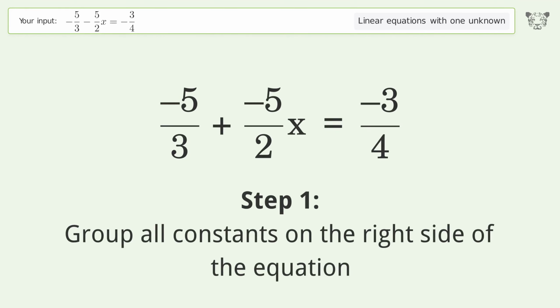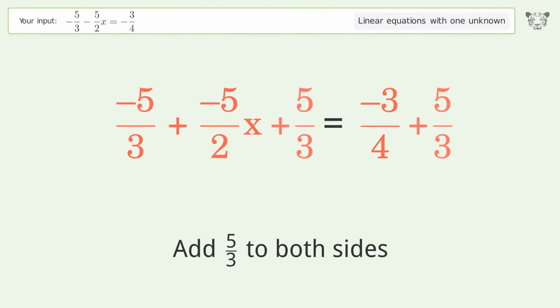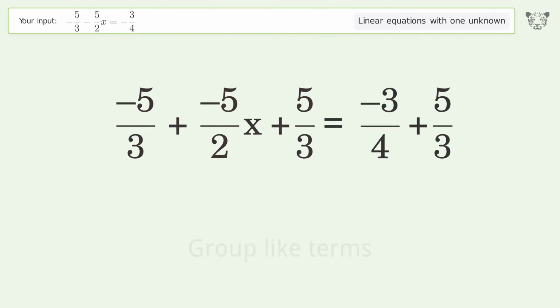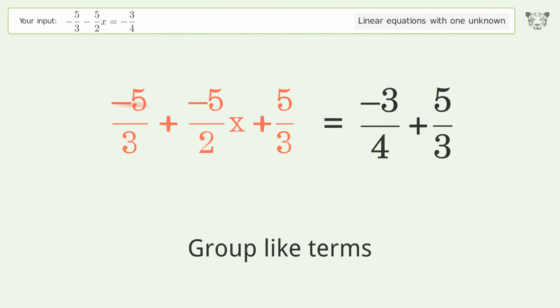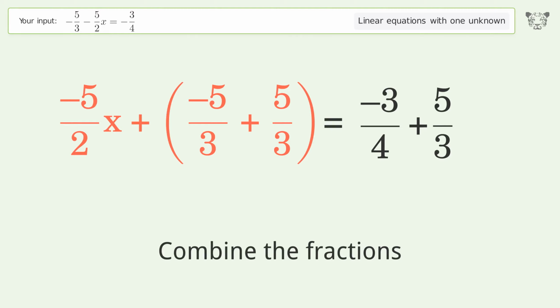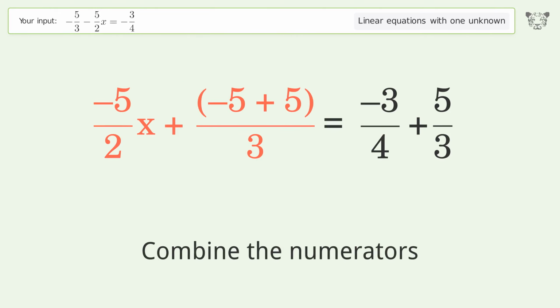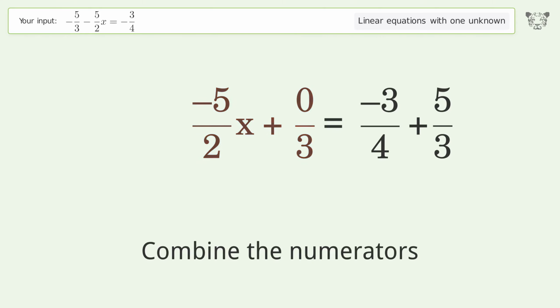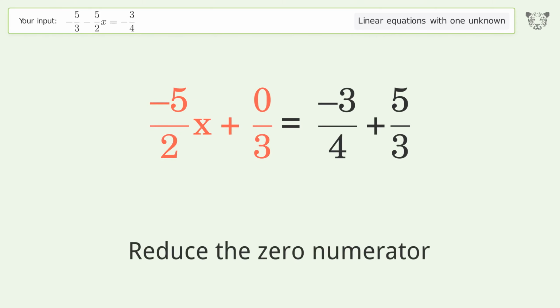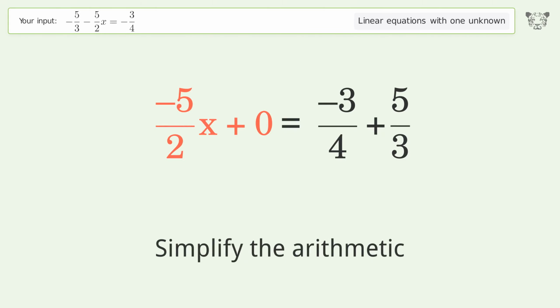Group all constants on the right side of the equation. Add 5/3 to both sides. Group like terms. Combine the fractions. Combine the numerators. Reduce the zero numerator. Simplify the arithmetic.